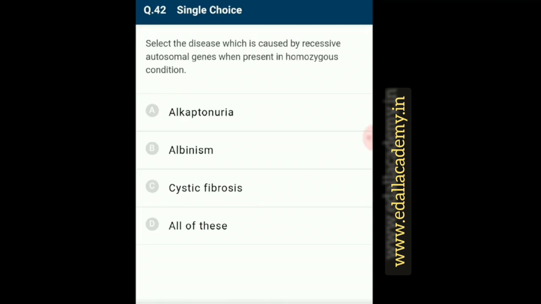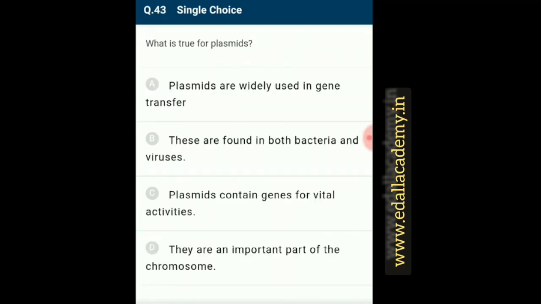Here a few diseases are given. The first one is cystic fibrosis, the second one is albinism, the third one is alkaptonuria. All these three diseases are caused by recessive autosomal genes when present in homozygous condition. So the correct answer for this question is option D. Question number 43. What is true for plasmid? Plasmids are small extranuclear cellular DNAs which carry extrachromosomal genes in bacteria. So the answer is option A. Plasmids are widely used in gene transfer.